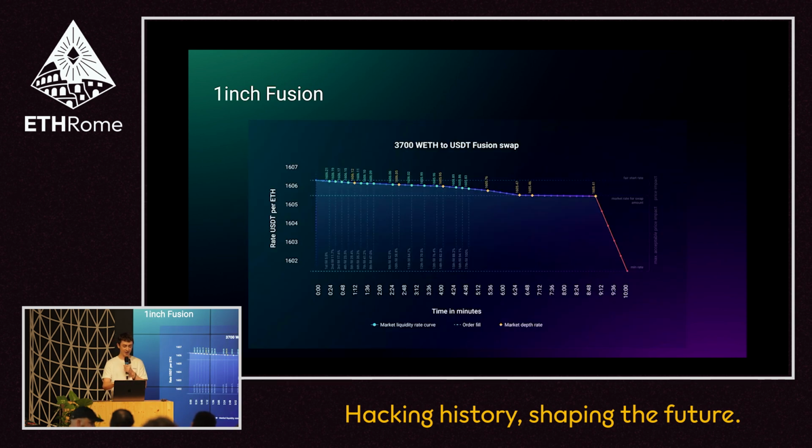Here is a much more complicated graph of a real swap that happened inside of the Fusion system for 3,700 Ether, which is very, very large. The slanted line with the dots on it is all points at which resolvers jumped in and did a partial fill. It's a little small, so I'll just describe it. Don't worry about seeing exactly what's going on. But the horizontal dotted line underneath all these dots is market rate. So at about 4 minutes and 48 seconds, there were 17 partial fills that filled the entire swap for all 3,700 Ether, all slightly above market rate.